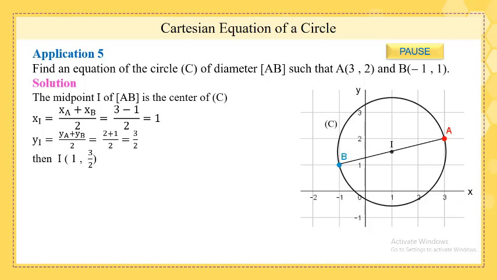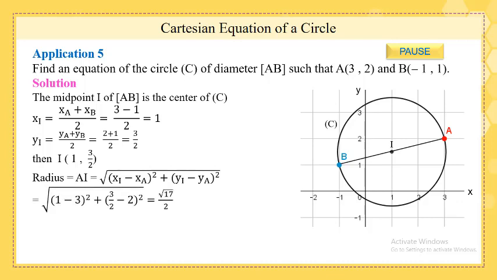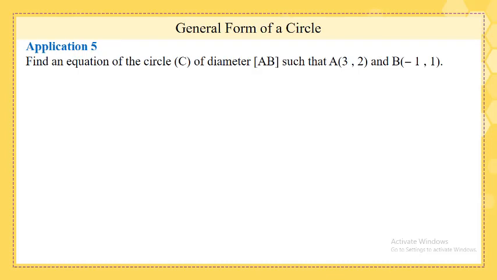Now, to find the radius, we know that the radius is equal to IA, and to find the distance IA, we use the distance formula, which will give us radical 17 over 2. Now, knowing the coordinates of the center and the radius, the Cartesian equation of C will be as follows. Repeating the same question, there is another way to find the equation of C without finding the coordinates of the center nor the radius. Please pause the video and give it a thought.